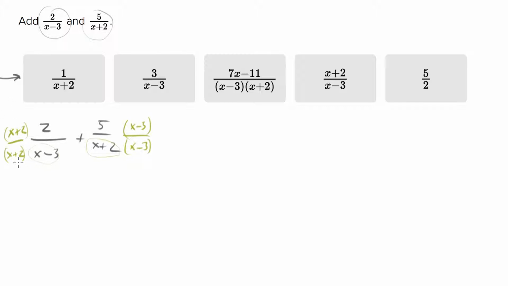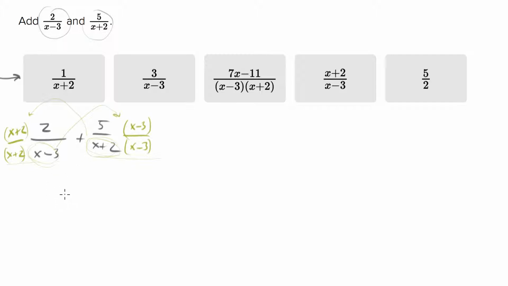Now what you'll see here is we've built a common denominator of x plus 2 times x minus 3 on both of these. You might ask, how did I come up with these multipliers? It's just the denominator of the other side in the form of a fraction. So this is x plus 2 over x plus 2, and this is x minus 3 over x minus 3. That's a brute force way of combining fractions.